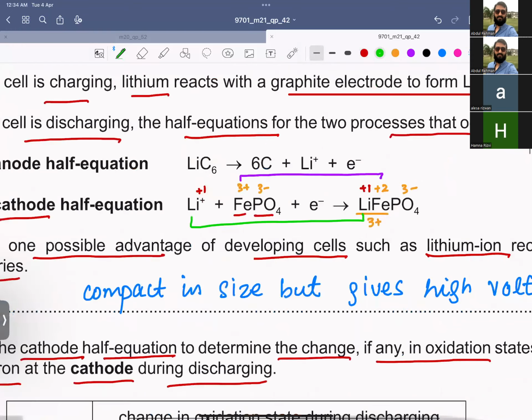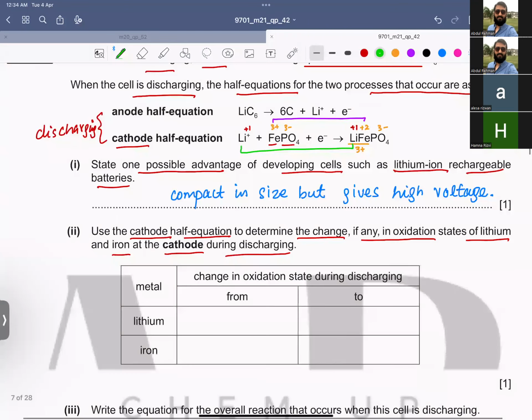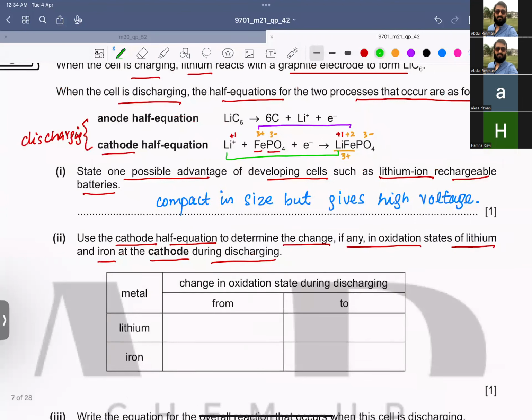So for lithium, I'll write from +1 to +1, and for iron, it is from +3 to +2. Is this clear to everyone?